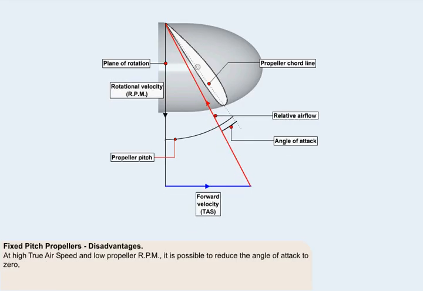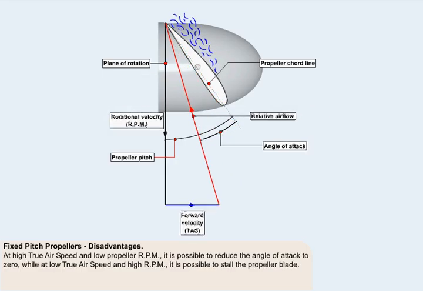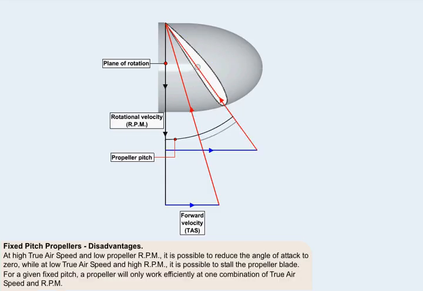At high true airspeed and low propeller RPM, for instance with the aircraft in a power-off dive, it's possible to reduce the angle of attack to 0. While at low true airspeed and high RPM, for instance in the climb, it's possible to stall the propeller blade. Both extremes are obviously inefficient and therefore undesirable.